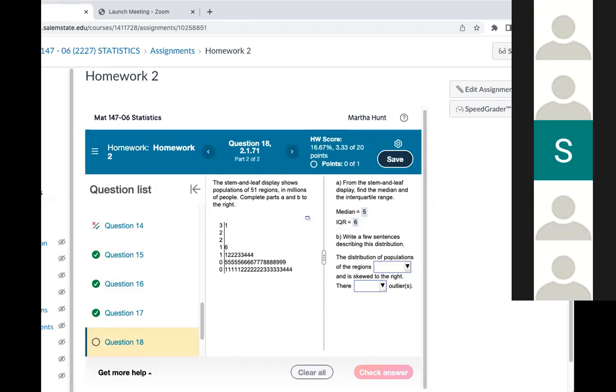Write a few sentences. The distribution of these regions is, does it have a mode, no mode, or bimodal? Look at the stem leaf graph. Does it have a mode? Bimodal. What are the two modes?